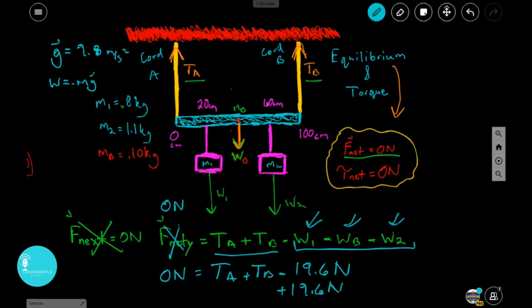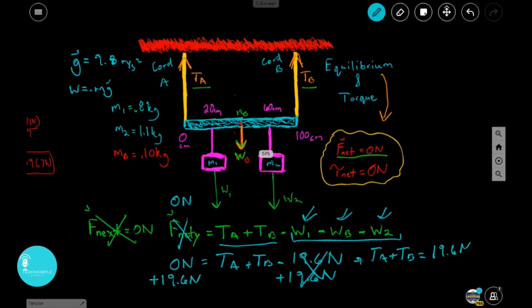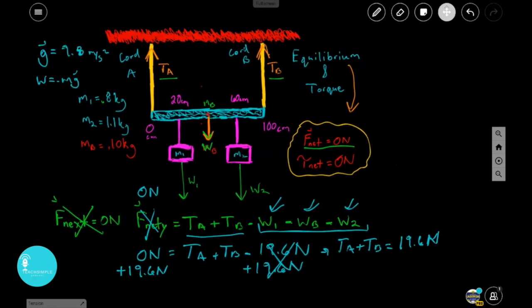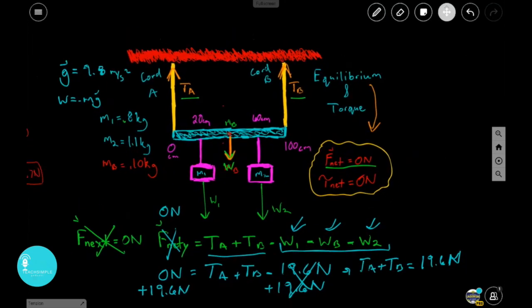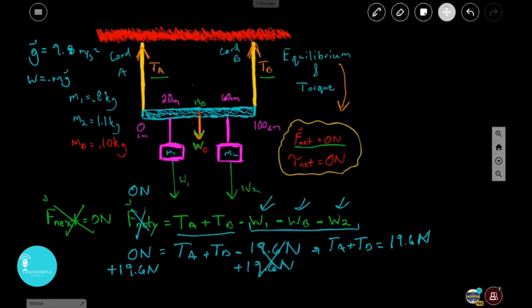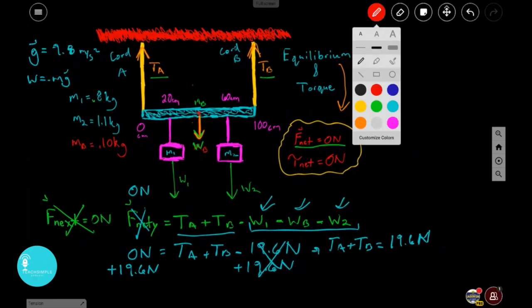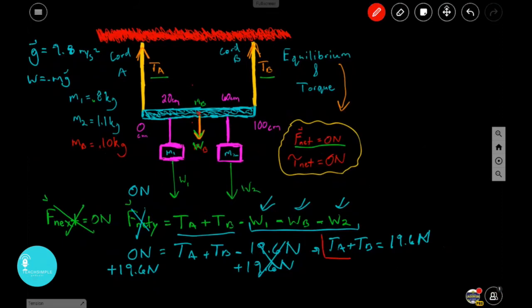If I do a little bit of math and add that on both sides, I now have my first equation to figure out my tension: TA plus TB equals 19.6 newtons. All right, so we have this equation now. Let's try to figure out another equation, but this time we're going to use the torque.